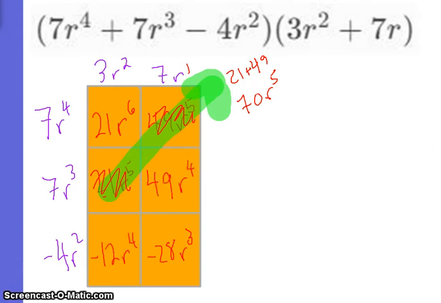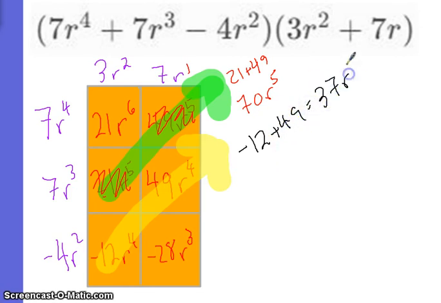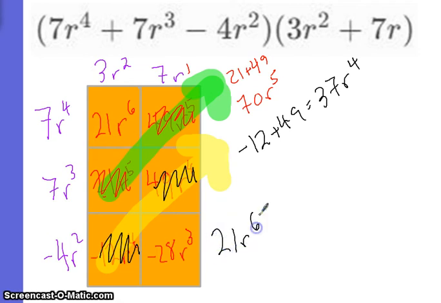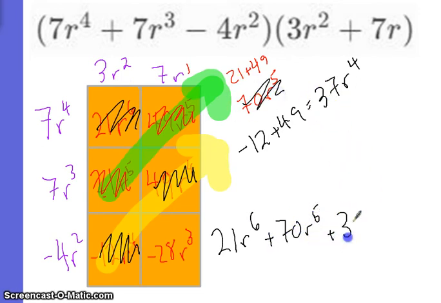That kind of covers up what I was trying to do. So negative 12r to the 4th here, and positive 49r to the 4th here. And when I add those together, I do get 37r to the 4th, and that takes care of these two terms. Okay, so now I've added my like terms. I only have my remaining terms, 21r to the 6th. So I'm done with that. 70r to the 5ths. Okay, got that. 37r to the 4ths. Got this. And my last term that I don't have yet is minus 28r to the 3rd.